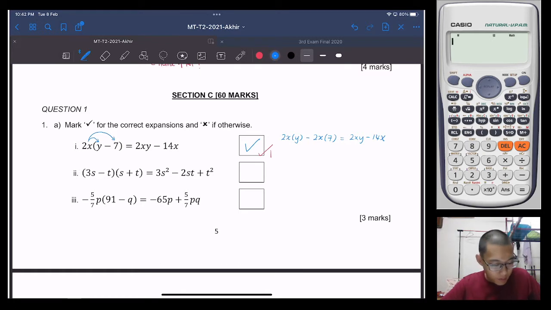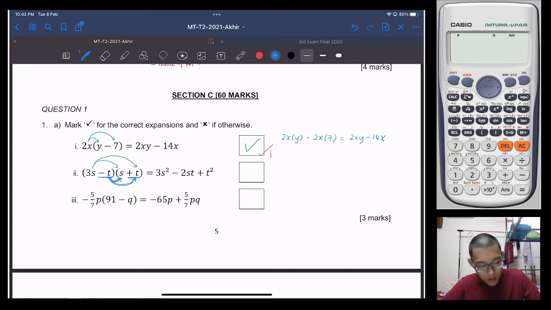The second one is 3x minus t with x plus t. So first one with first one, first one with second one, then second one with first one, second one with second one. Remember, the coefficient for variable t actually is negative 1. So this is negative t; negative t times x, and negative t times positive t is negative t squared. Okay, let's do it.